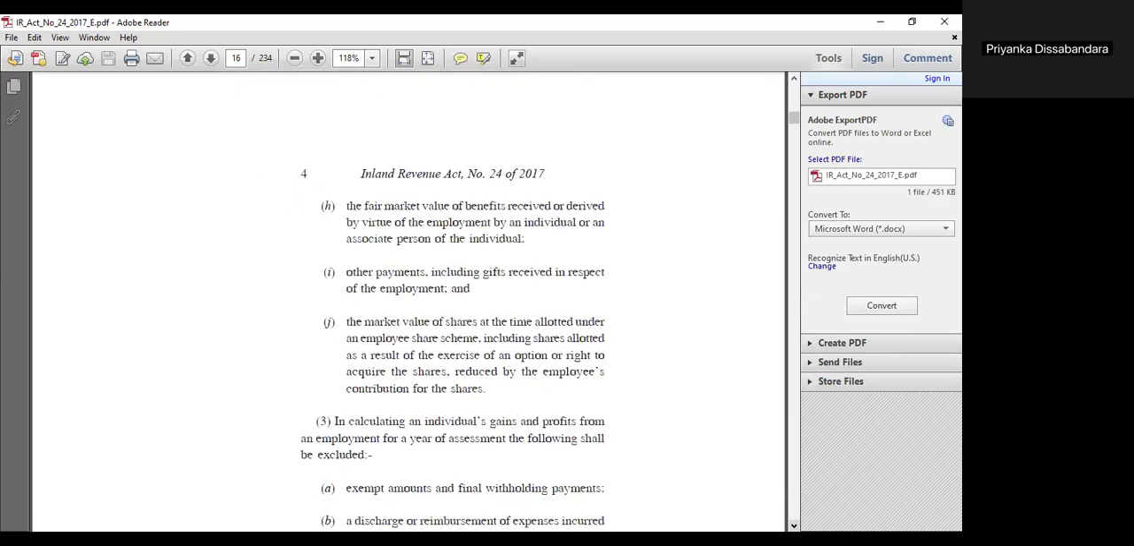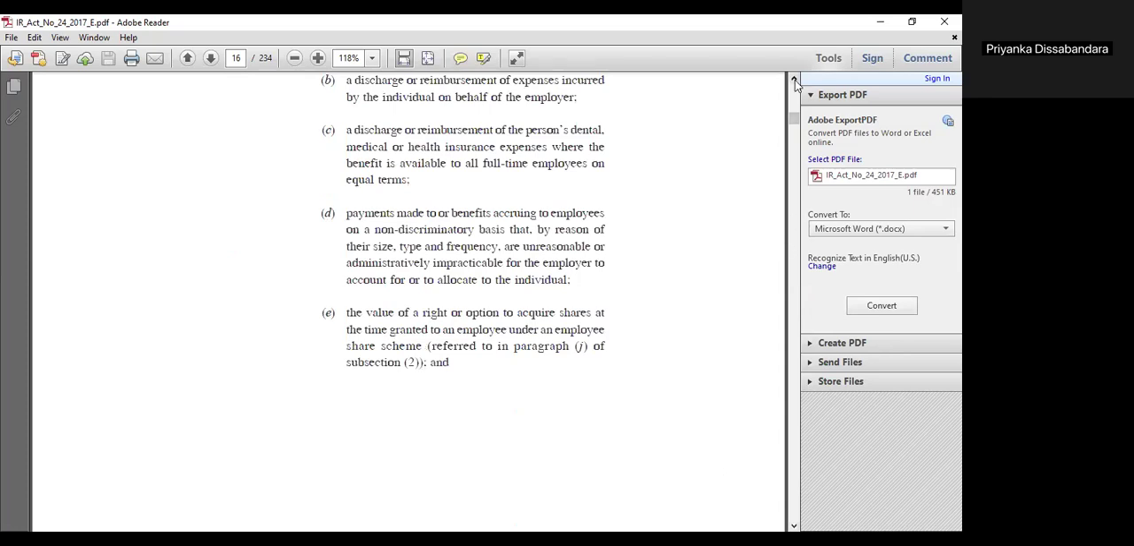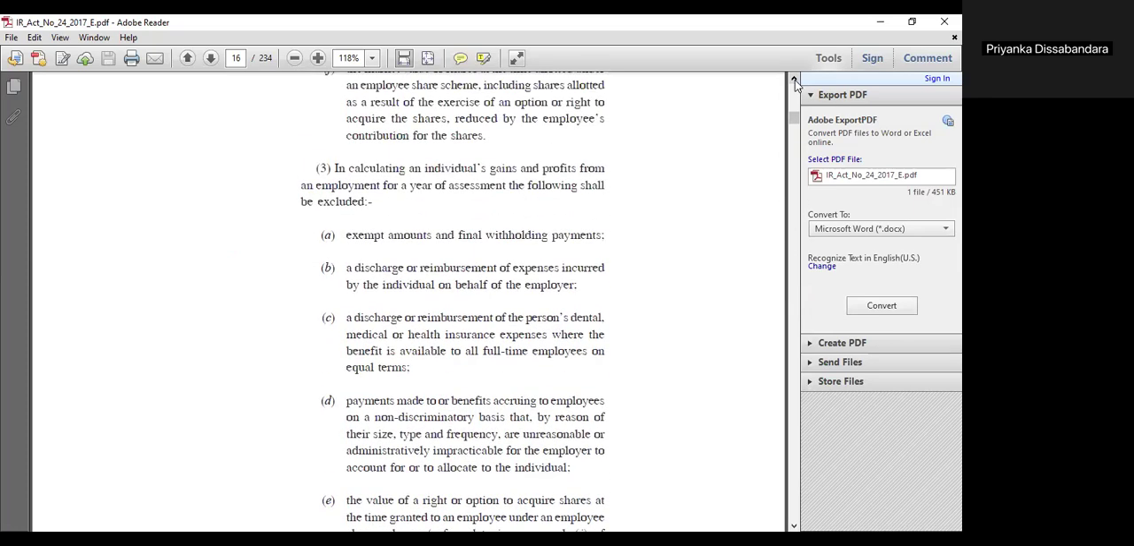Then we can move to subsection 3. It says, in calculating an individual's gain and profits from an employment for a year of assessment, the following shall be excluded. That means there are some amounts we cannot consider for income tax purposes. Therefore, what we have to do, we have to exclude, we have to remove that kind of income.